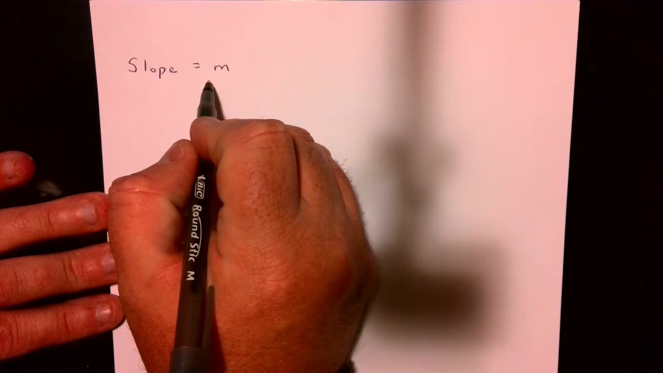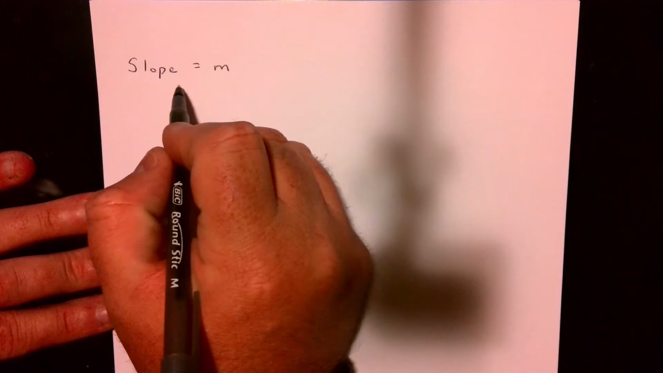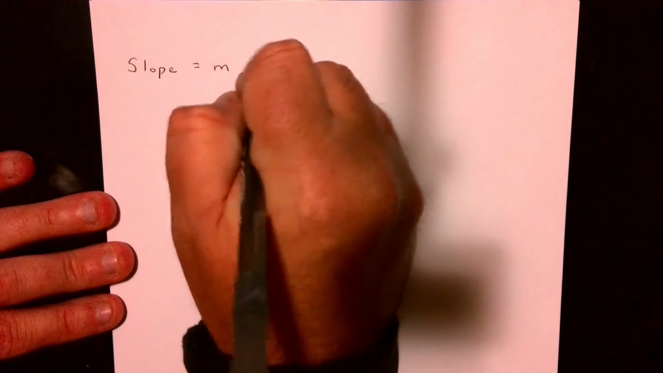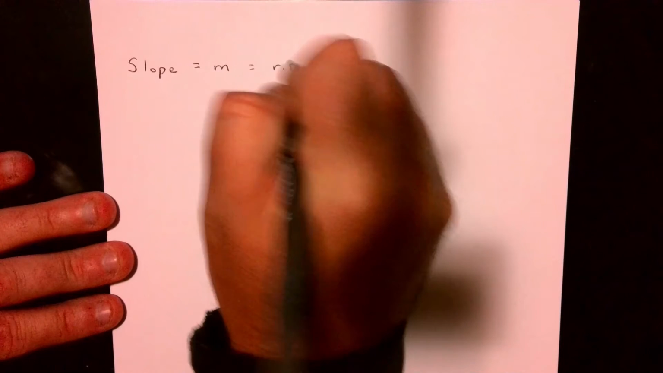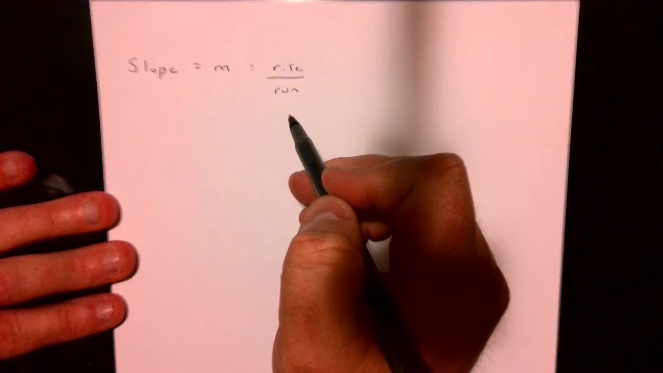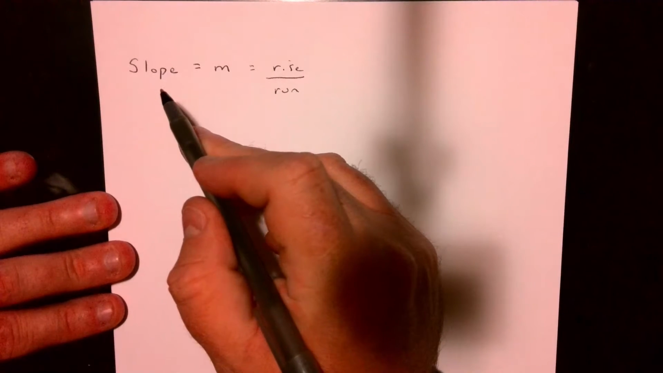Now there's several ways that we can find the slope of a line. Today we're going to talk about what we call rise over run, and this will make more sense as we get going. So let's go back to the word slope.